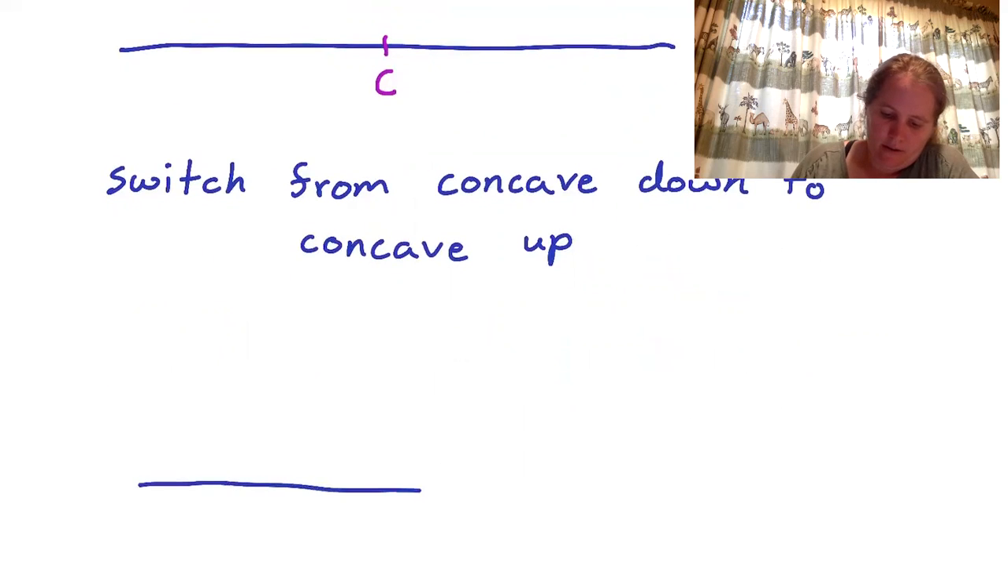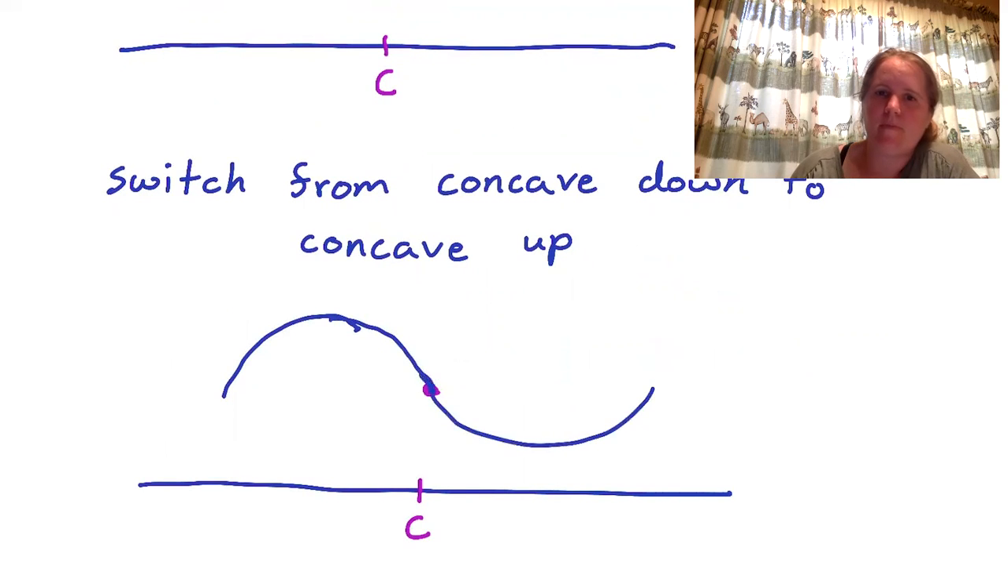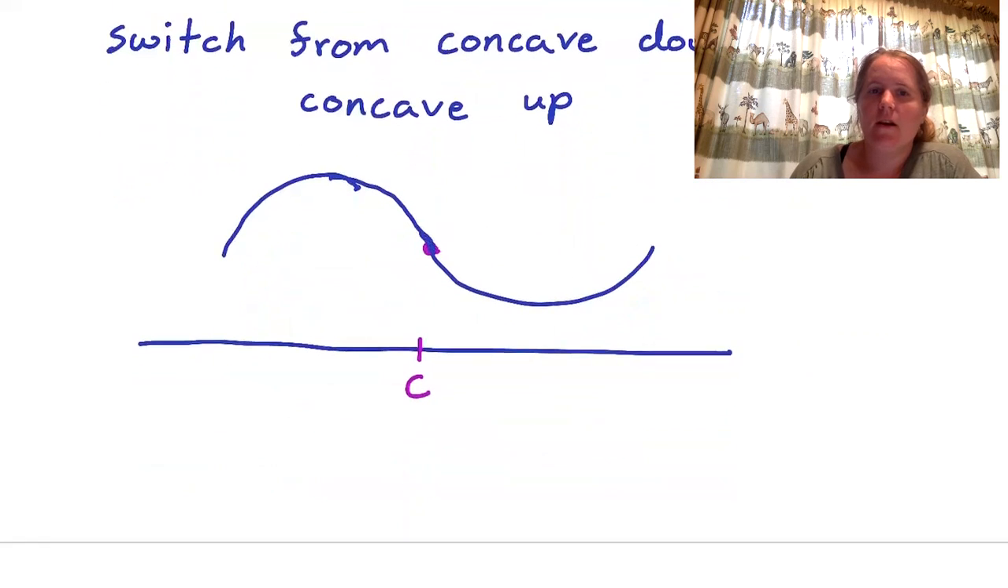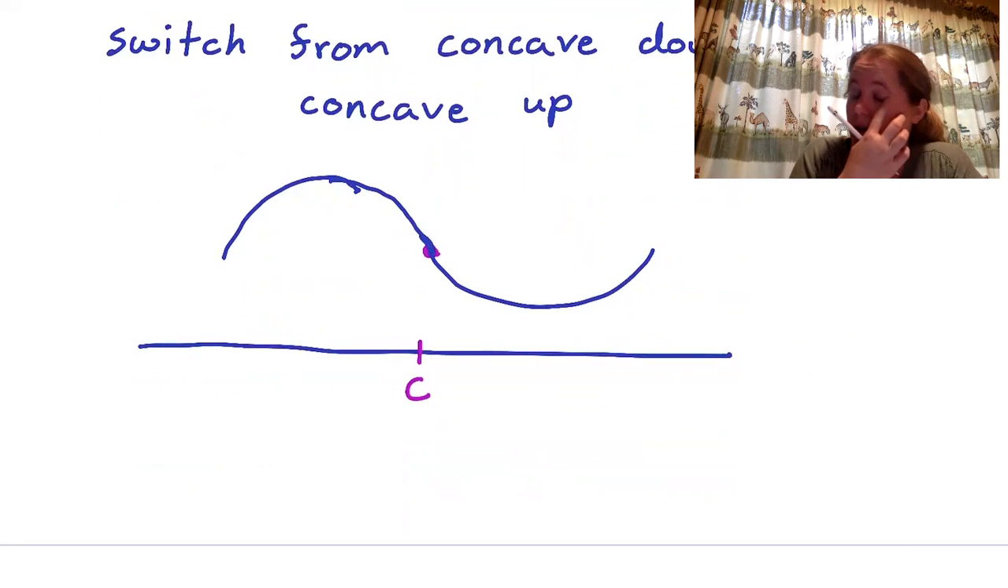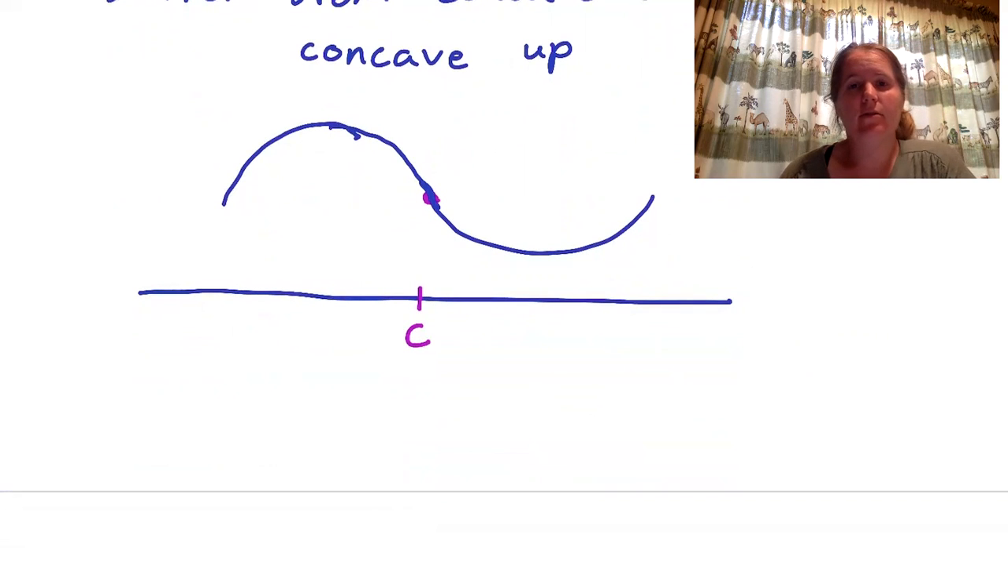So again, here's our c. We have our point. If we start as concave down, we start as a cap. And then we'll switch to a cup. So note the places where this can occur are only where we're switching between positive and negative for the second derivative. So this can only occur at the places where the second derivative is either 0 or undefined.